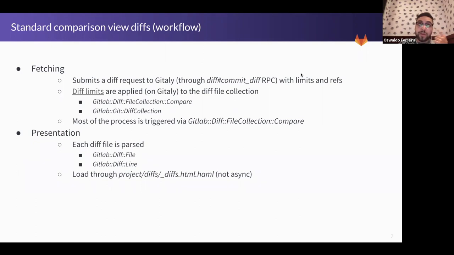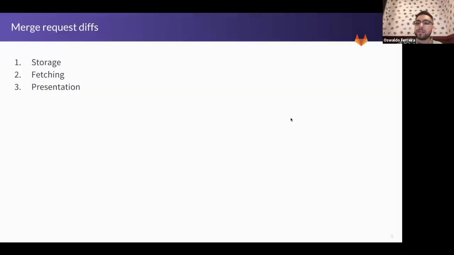And something to keep in mind is that we are not loading async on the comparison view. We are just loading everything at once, a plain HTML request, just once. That's because we are actually planning to move this forward. I think we have an issue for this. I'll just link it when I have it. But we are probably thinking about loading those diffs async. So that's something that we already have for the merge request diffs.